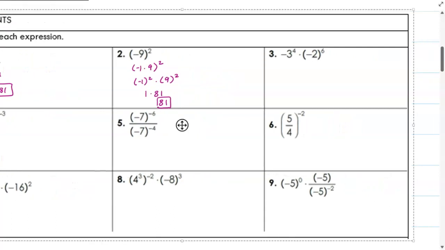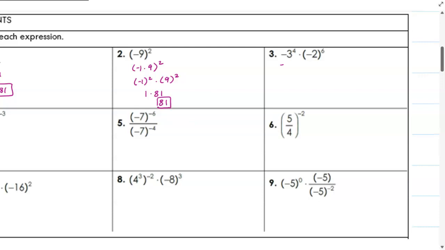Okay, here we have a negative 3 times 3 is 9. 9 times 9 is going to be 81. And then we have 2 times 2 times, what is that? 2 times 2 is 4, 4 times 4 times 4. That's 16. 16 times 4, is that 54?